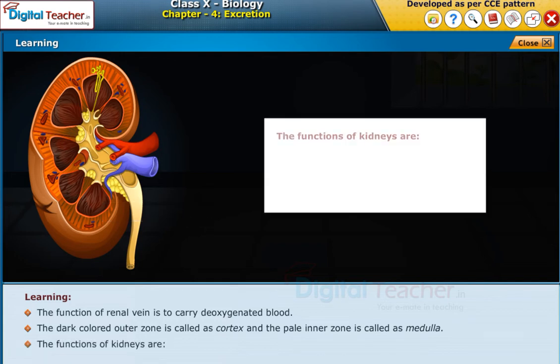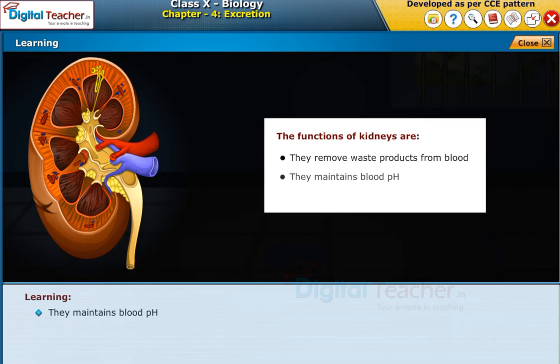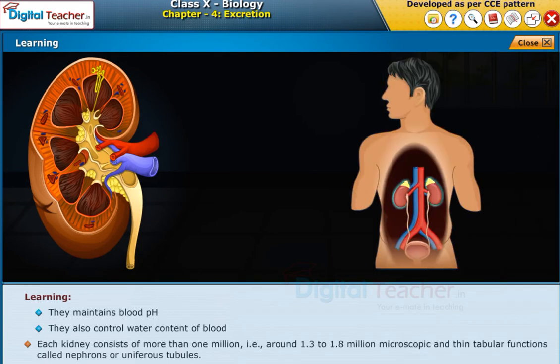The functions of kidneys are: they remove waste products from blood. They maintain blood pH. They also control the water content of blood. Each kidney consists of more than 1 million, that is around 1.3 to 1.8 million, microscopic and thin tubular functional units called nephrons or uniferous tubules.